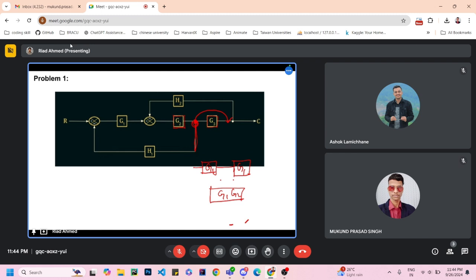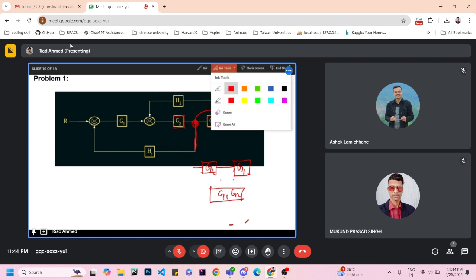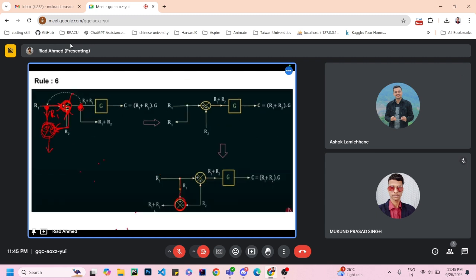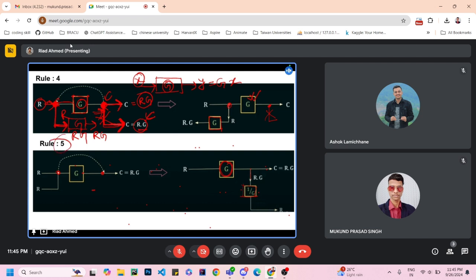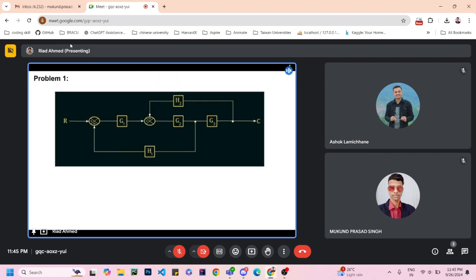We have already learned a rule which can shift a point from the left side of the block to the right side of the block. So what is the rule? It is rule number 5. Rule number 5 says if we shift a point from the left side of the block to the right side of the block, then we should add an inverse value block to the connecting point. So we will do the same thing. Let's say we are disconnecting this part and connecting this part. As we are shifting this point to the right side of the block, we should add a block here, and this block will have 1 by, can you tell me what should be the value? 1 by G3.